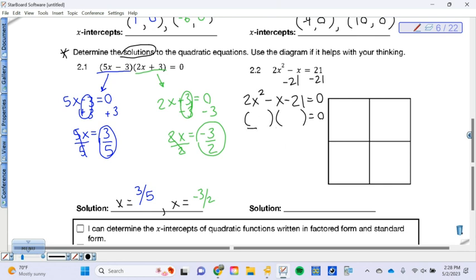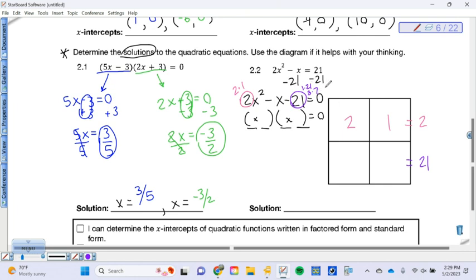What's definitely going to be a part of my first times first? X and x. And now I got to look at this first number. What's my first number? 2. What are my factors of 2? 1 times 2. I'm going to use this as my little t-chart over here. So 2 times 1 will give me 2. And what does my last times last need to equal? 21. And what else? 7 and 3. 3 times 7. Okay.